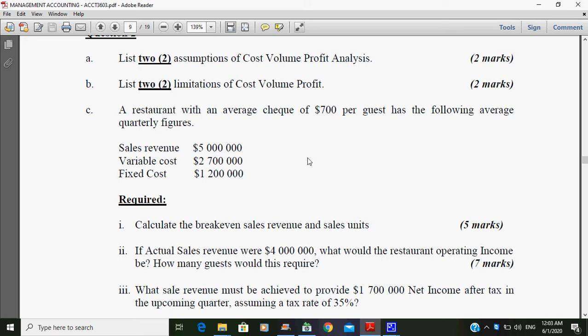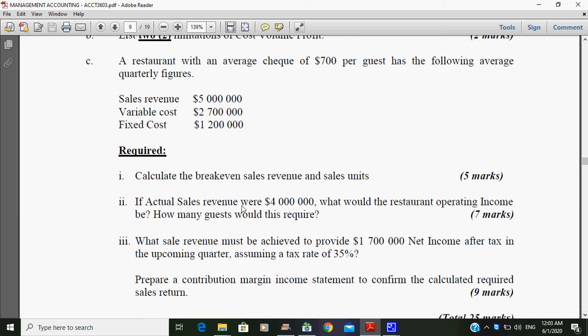So it says a restaurant with an average check of $700 per guest has the following average quarterly figures. Sales revenue 5 million, variable cost 2.7 million, fixed cost 1.2 million. It says calculate the break-even sales revenue and sales units. If actual sales revenue were 4 million, what would the restaurant operating income be? How many guests would this require? That should be worked out.